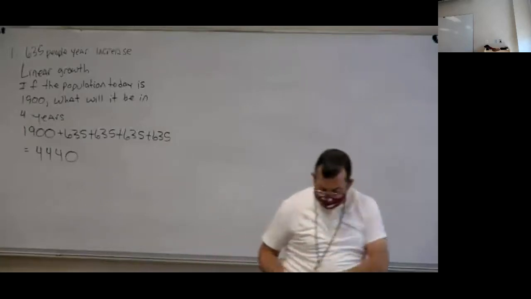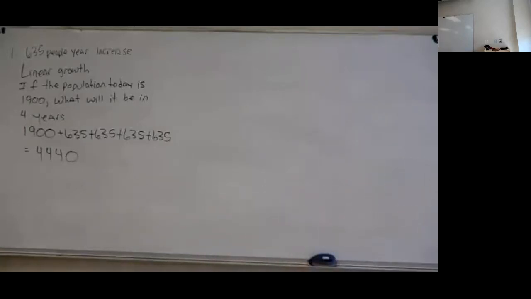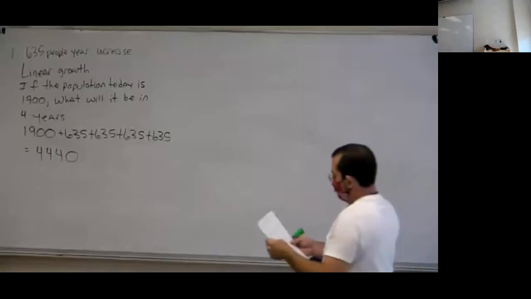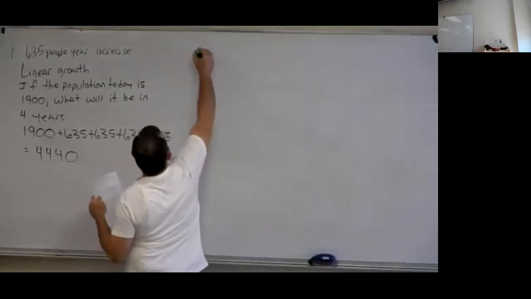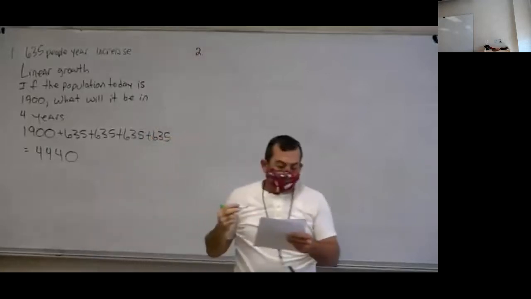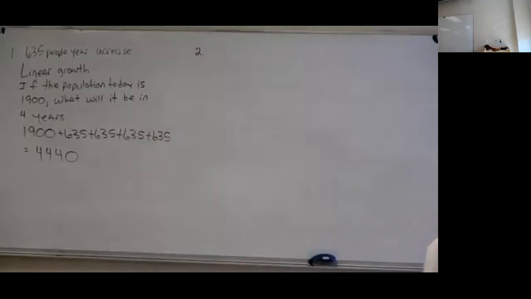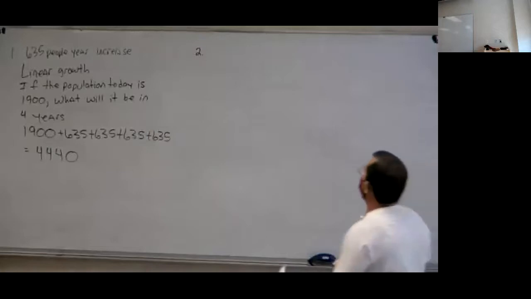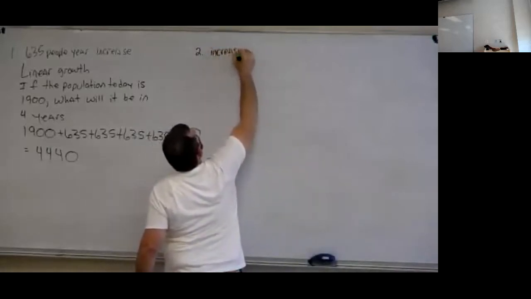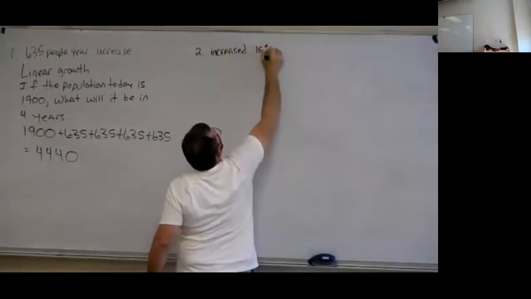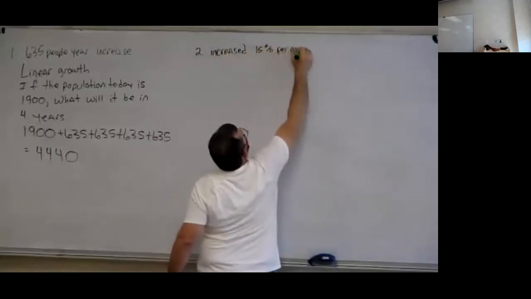All right, let me see, number 2. All right, so this one says, during the worst periods of hyperinflation in a certain country, the price of food increased at a rate of 15% per month. So increased 15% per month.